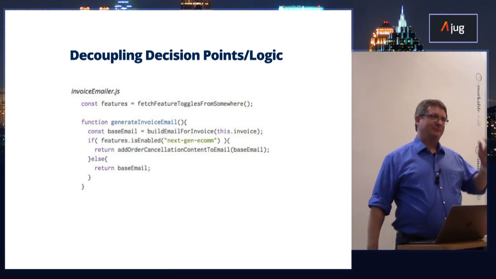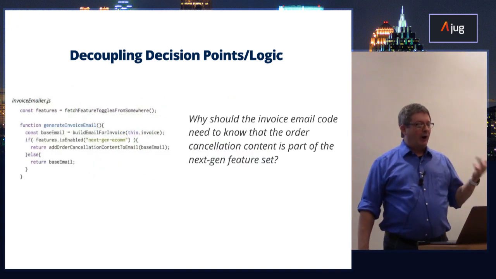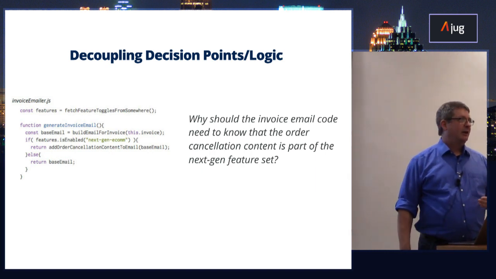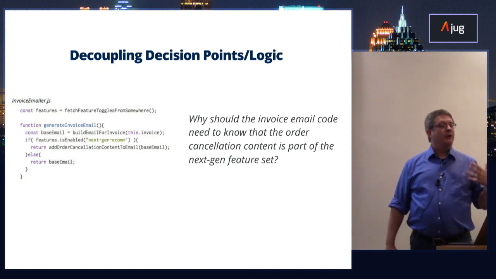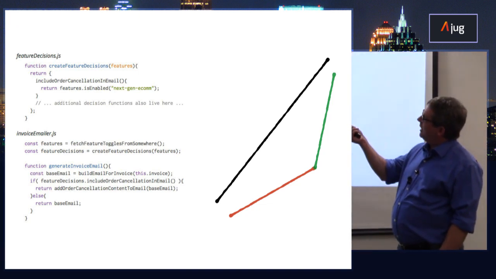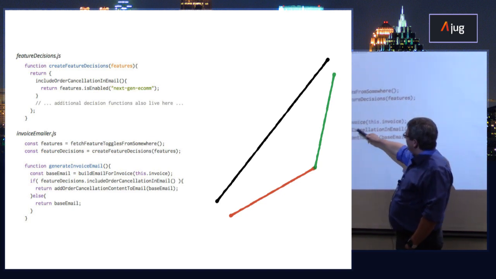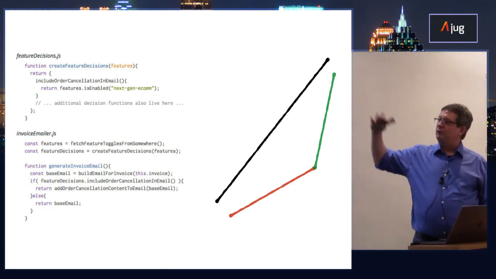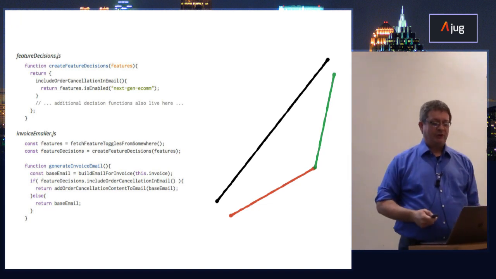The downside of this, though, is that we've squirreled a whole lot of really hyper-specific detail into this little function. Why should the invoice email code need to know that order cancellation content is part of the next generation feature set? That's convoluting a whole bunch of concerns in one place. So one of the common things that you do here is start adding levels of indirection. Now I'm going to create feature decisions, and this returns if a feature is enabled or not based on what this flag is. Now I go fetch my feature toggles and I create feature decisions. Now my decisions have the option as to which one of these that I want. I've gotten rid of that magic constant in my code, and now I've moved all the actual toggle details up into create feature decisions. This is basically the classic: give me one extra level of indirection.